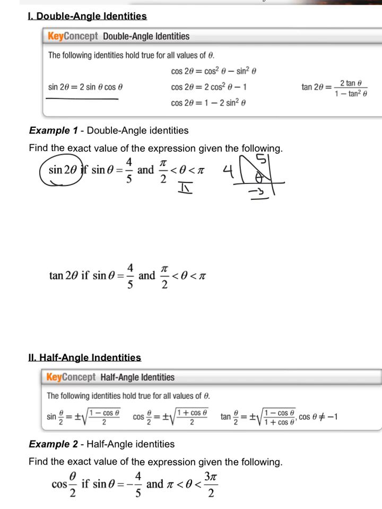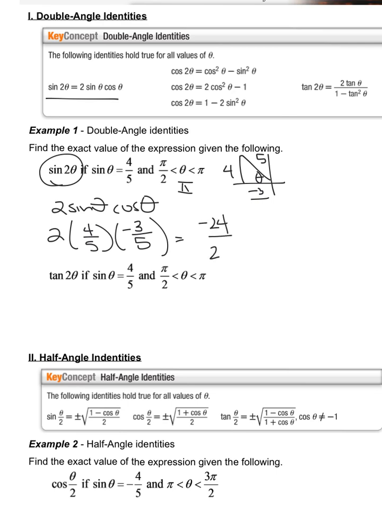My formula is up there along the top. So sine of 2 theta is 2 sine theta cosine theta. So I'm going to refer to my triangle. The sine value is given to us in the problem. The cosine, I need to refer to my triangle, which is -3/5. 2 times 4 times -3 is -24. 5 times 5 is 25. So your exact value of the sine of 2 theta based on that information is -24/25.